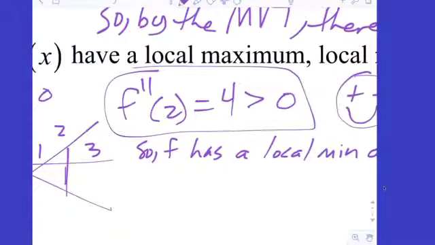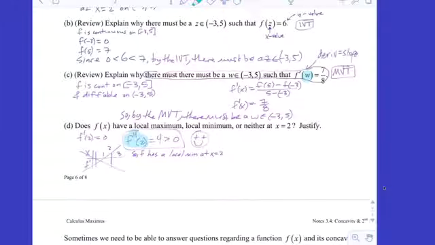Yeah, but when you say 4 is greater than 0, the 4 has to be tied to f double prime of 2. Yeah, exactly what I have there in the box is what you'd write. Yeah. All right, that's it.